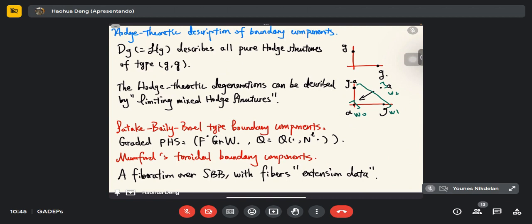However, the Mumford toroidal boundary components do not only contain information about the Hodge structures on the graded quotients, but also the extension data of the corresponding mixed Hodge structures. So it is indeed a fiber; it has a fiber structure along the SBB type boundary components.